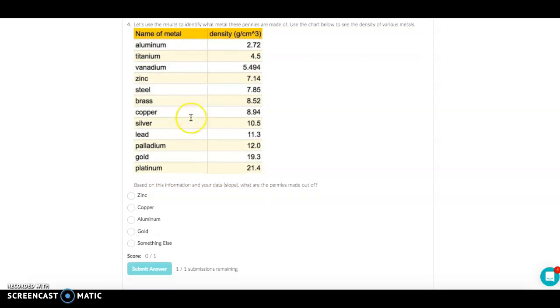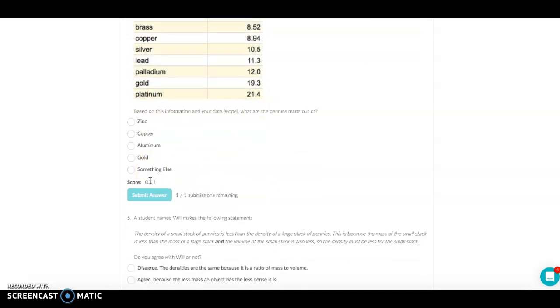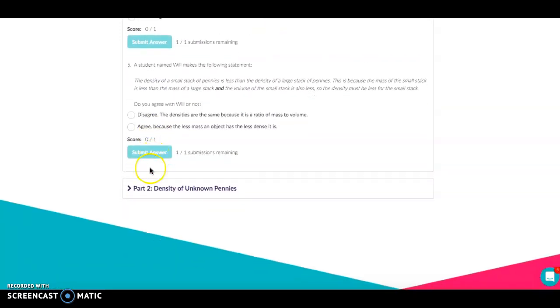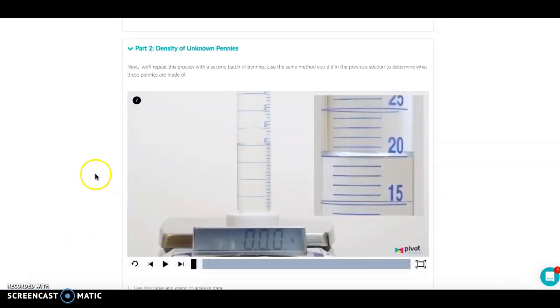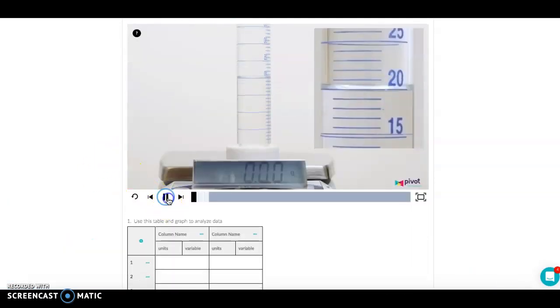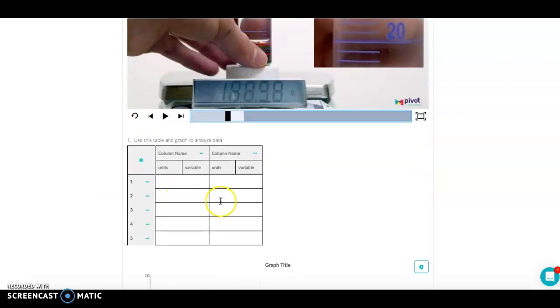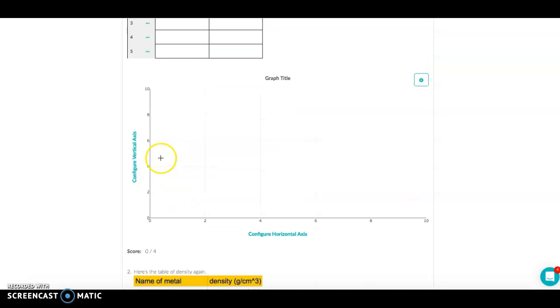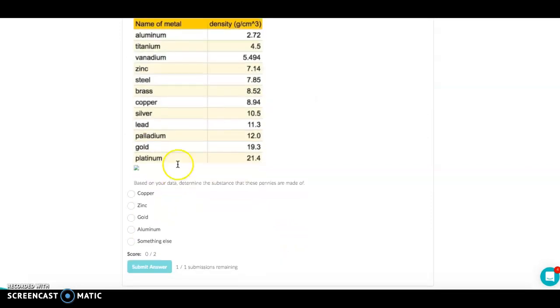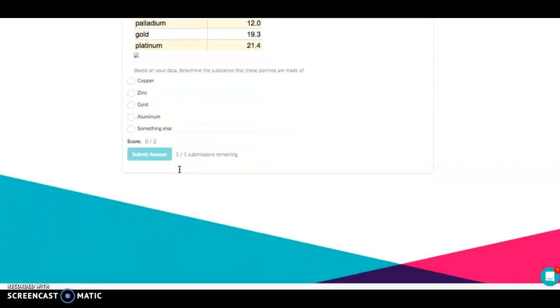You will then figure out what substance these pennies are made of. Another question, and then go on to part 2. Now in part 2, you're collecting data for a different set of pennies. Make sure, again, you're writing down the volume and the mass of the pennies. Make the same 4 data columns. Make the graph again with mass on the y-axis, volume on the x-axis, and tell me what this second set of pennies is made out of.